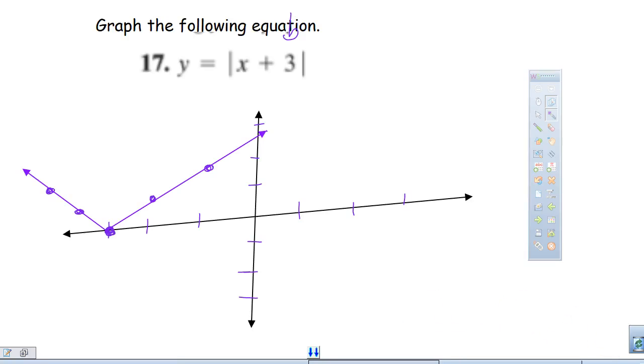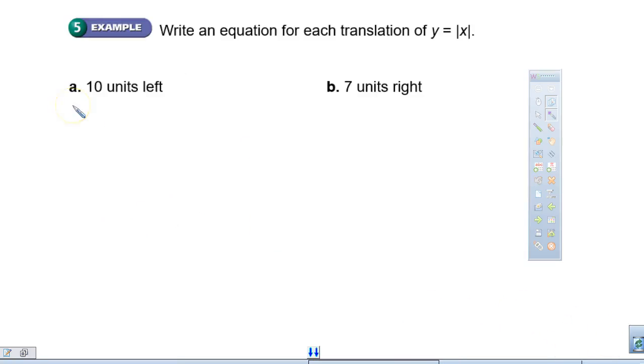All right. So for example 5, we have to write an equation for each translation of y equals the absolute value of x. That's our parent function. So if we want to move to the left, naturally on a number line, the left is what type of number? It's a negative number, right? But because of the absolute value, we're going to do the opposite. So we're going to actually do y equals the absolute value of x plus 10. And that plus 10 has to be inside. Because if it's outside, it's going up or down, not left or right.